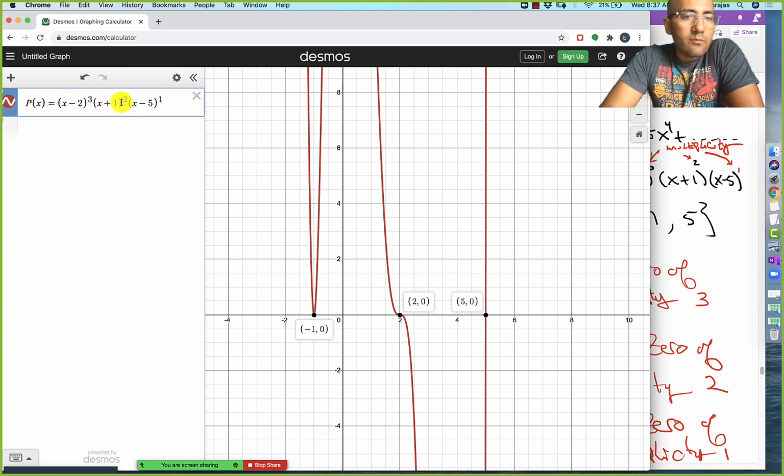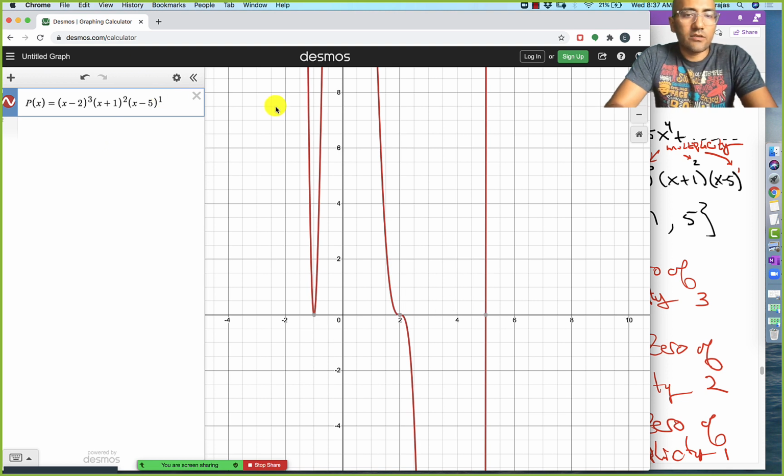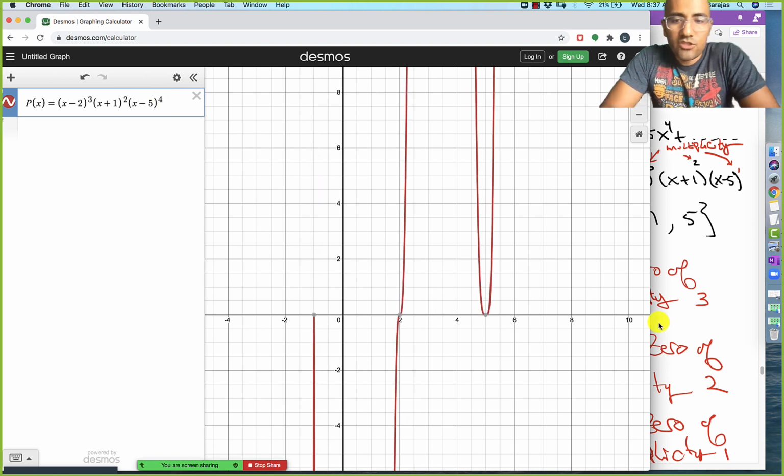Whereas here, the multiplicity was 2. That's even. So it comes down and just touches that x-axis and goes back up. Right? So that's helping us with the behavior of our function near the x-axis based on the multiplicities of the polynomial. Good. If I change this to be some even power, like let's say 4, see how it changes this?